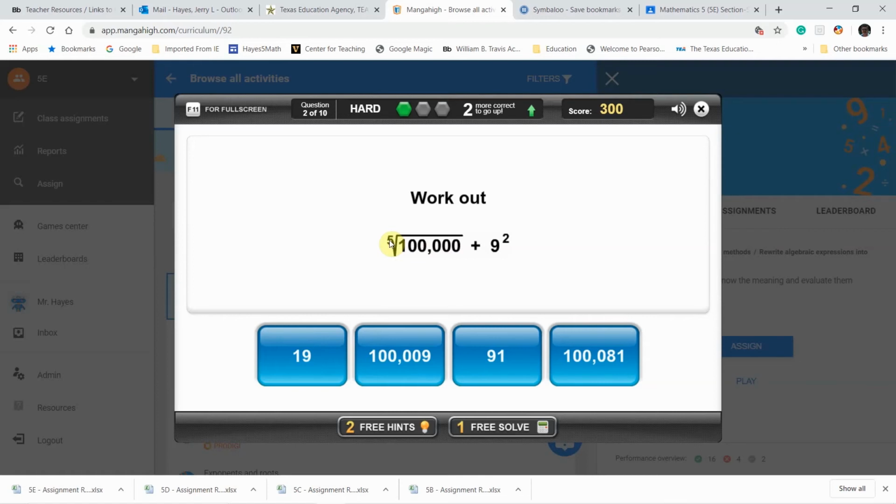So let's think about that. 10 times 10 times 10 times 10 times 10 equals 100,000, right? So the answer there would be 10. And 10 plus 9 to the 2nd power. So that's 9 times 9, right? So what's 9 times 9? 81 plus 10 would be 91. So your answer would be 91.